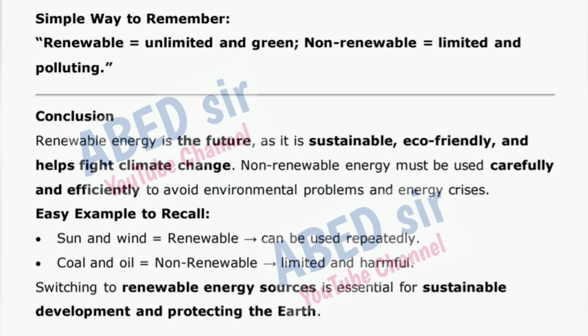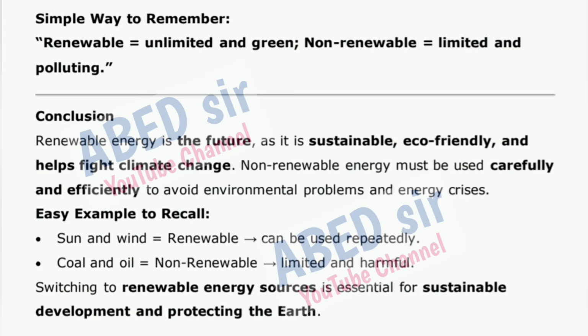Conclusion. Renewable energy is the future, as it is sustainable, eco-friendly, and helps fight climate change. Non-renewable energy must be used carefully and efficiently to avoid environmental problems and energy crisis. Easy example to recall.